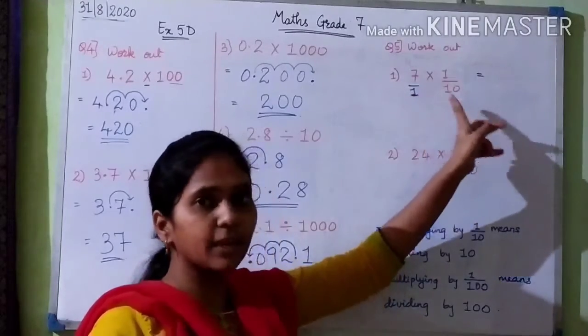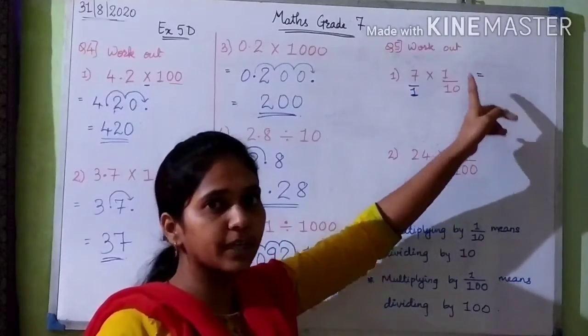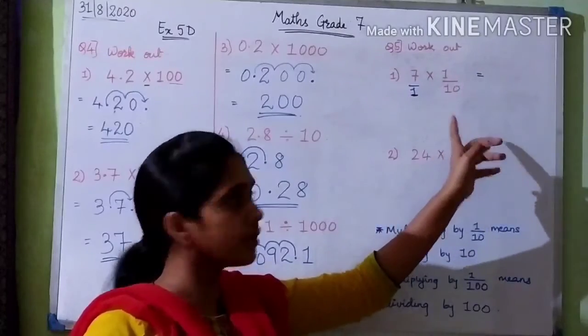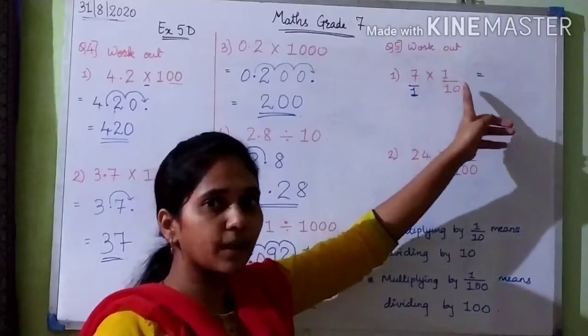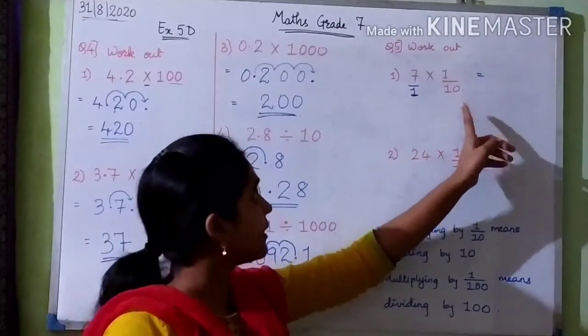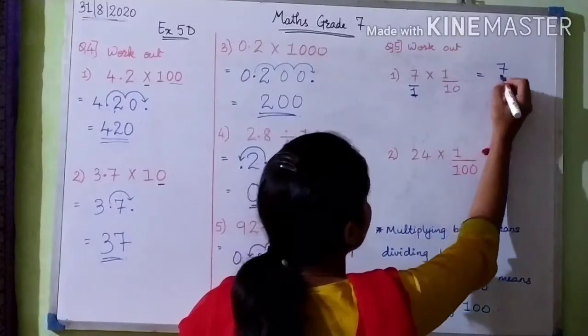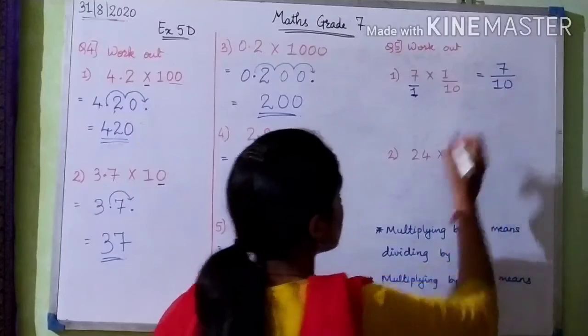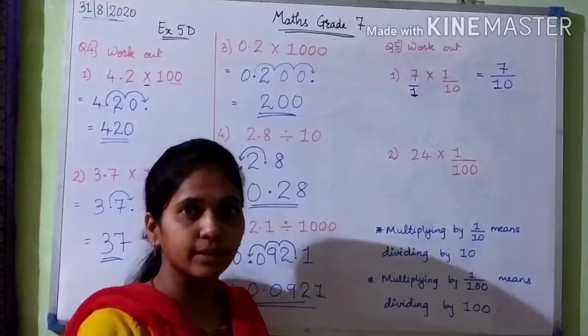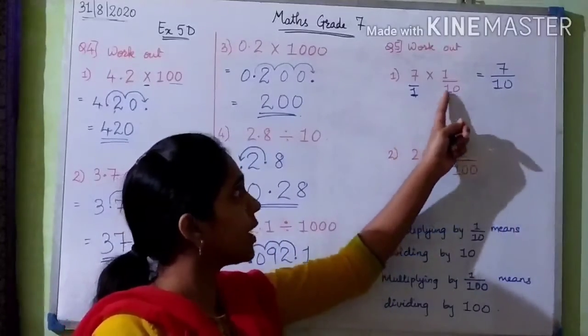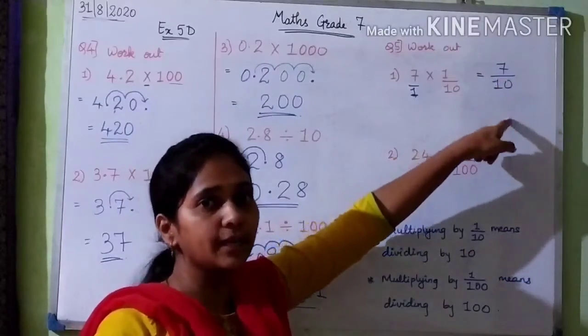So how do we multiply fractions? We just multiply the numerators together and the denominators together. So I have to multiply 7 by 1 first and then 1 by 10. So I write 7 into 1. What is 7 into 1? 7. And then 1 into 10 is 10. So this becomes what? 7 by 10. Right? So 7 into 1 by 10 becomes 7 by 10.